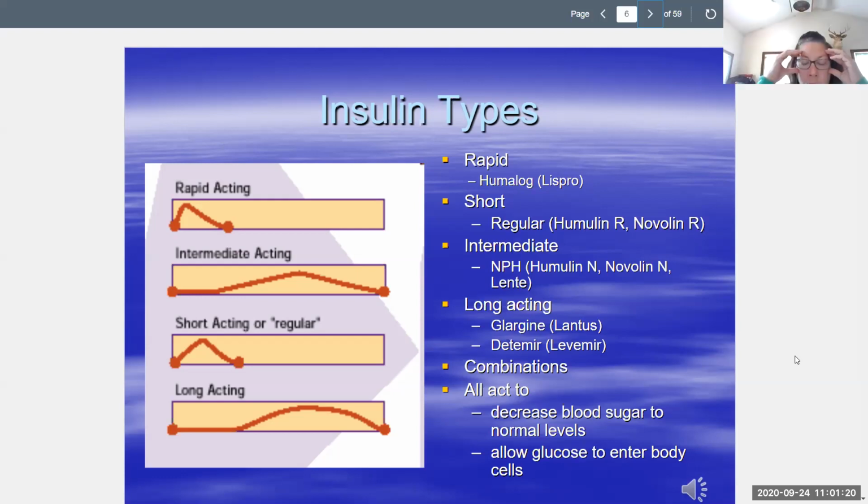And you always draw up cloudy before clear, right? Other way around, clear before cloudy. I always get those screwed up, but clear before cloudy, and your cloudy is more of your intermediate, but still we don't mix anything with our long acting. But yes, clear before cloudy. So we always want to draw up that clear insulin and then draw up our cloudy insulin in the same syringe, and then roll it to kind of mix it that way.